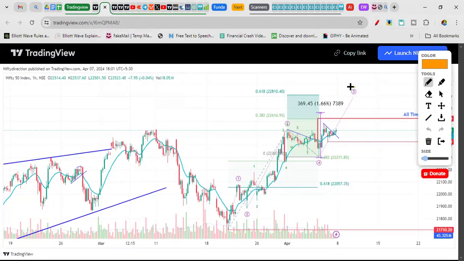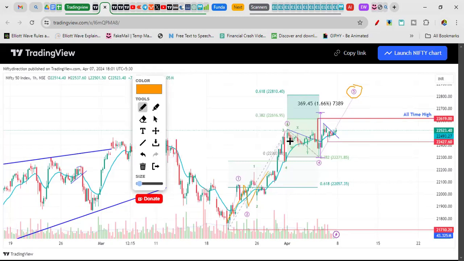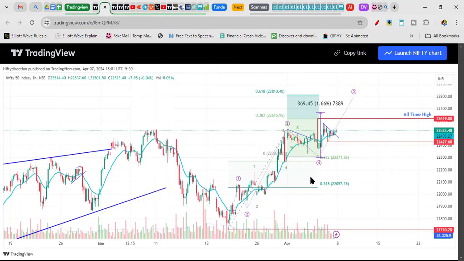Nifty was making a top near 20,810. That's what we discussed. And it was a 5-wave move that we discussed. And then after 5 waves, usually a 3-wave correction is seen as per the Elliott Wave Theory. So this was the chart from last week.